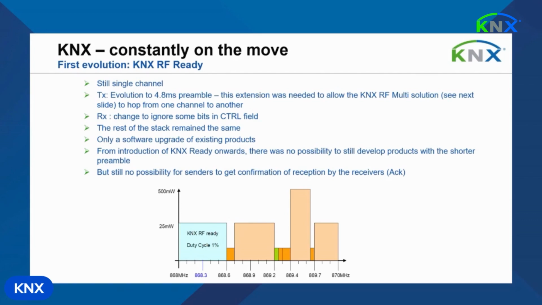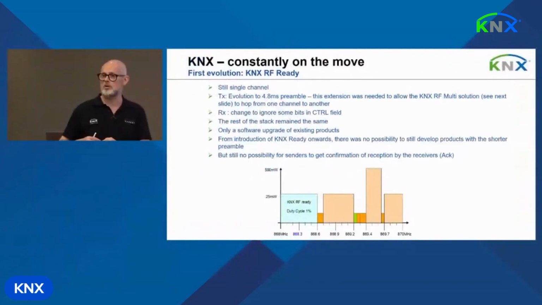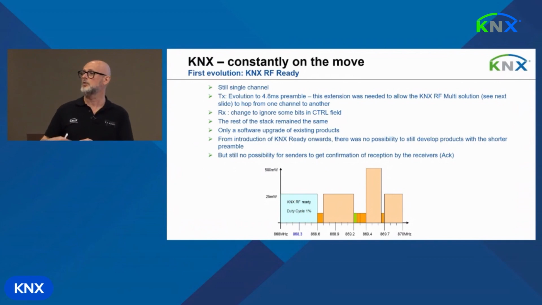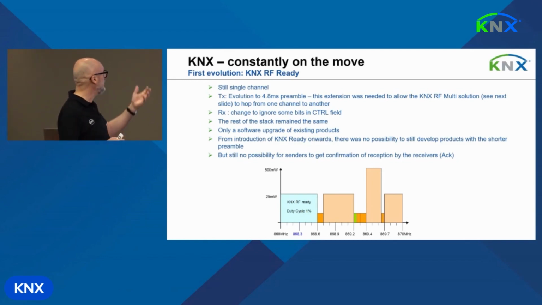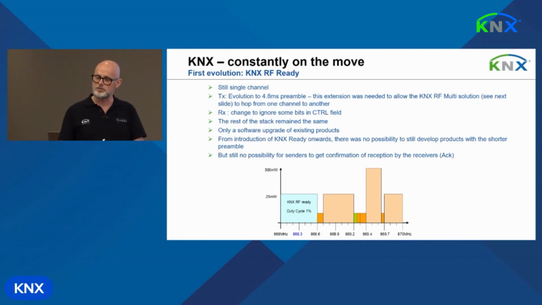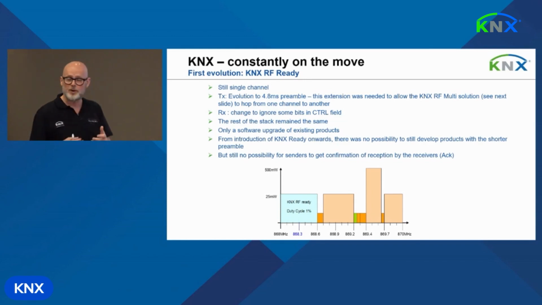Why did we want a longer preamble? Because we were already designing the KNX radio frequency multi solution. We were already thinking of extending the single channel solution to actually 5 possible channels. And that's why, to allow the multi to hop from one channel to another, this preamble needed to be longer. There were some bits that could be ignored in the control field when receiving, but the rest of the stack was absolutely identical, and manufacturers could simply upgrade their products via a simple stack or software upgrade.